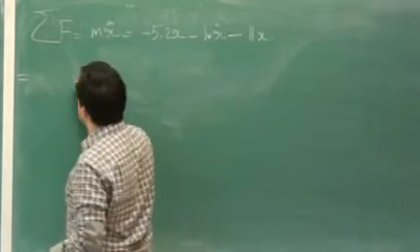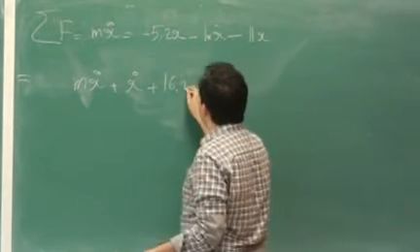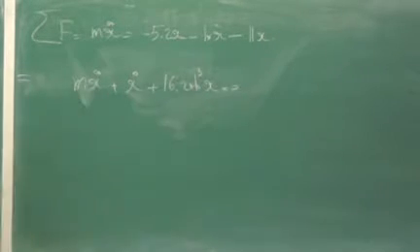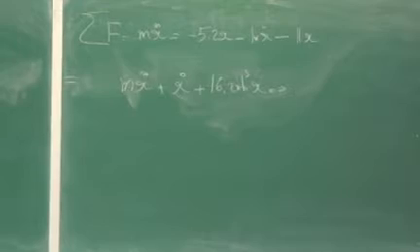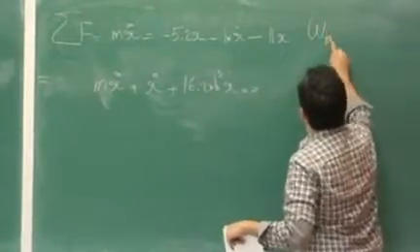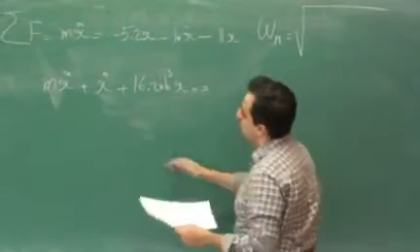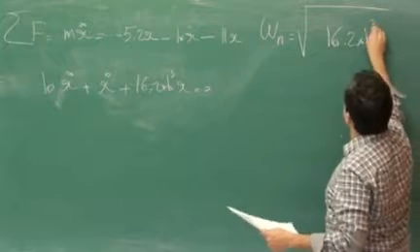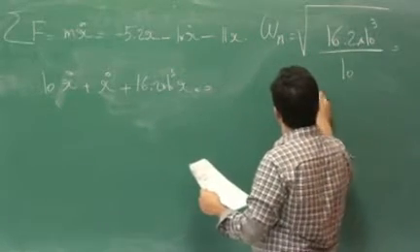You can add them up and move to the other side. m x double dot plus x dot plus 16.2 kilonewton. This is the equation of motion for this system. The natural frequency is going to be square root of whatever is the coefficient of x dividing by the m. So m is 10. I will get 16.2 times 1,000 dividing by 10. I will get 40.2 radians per second.